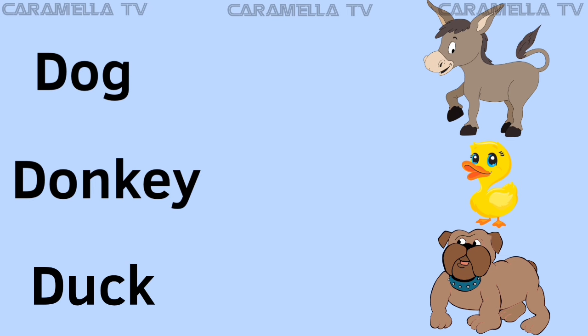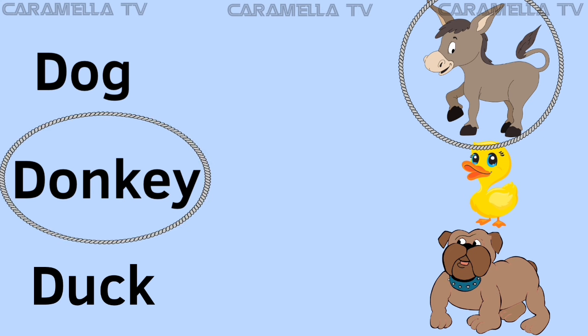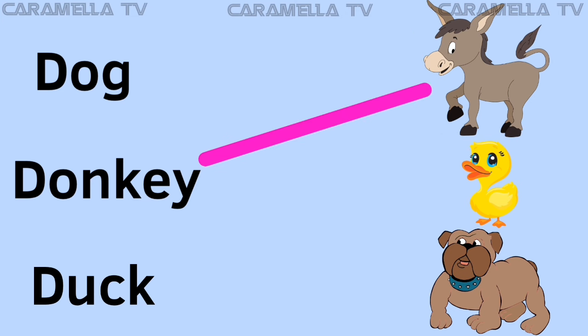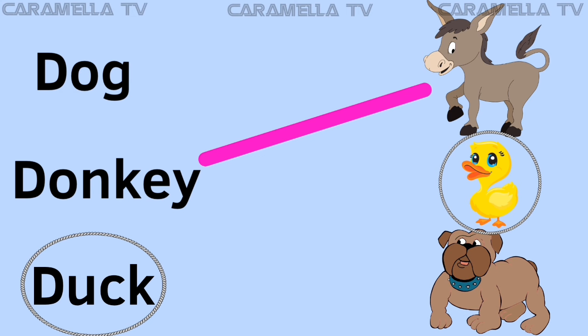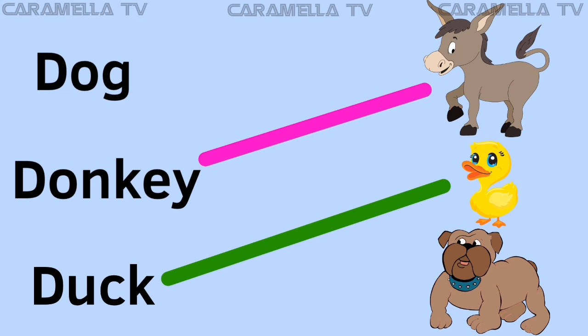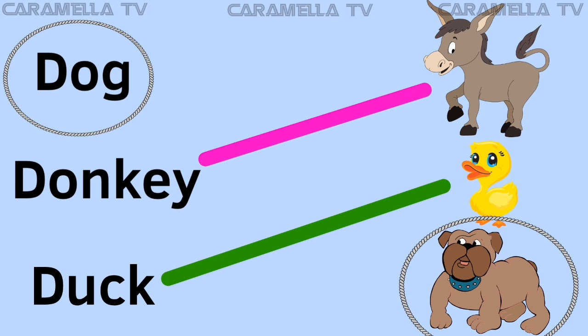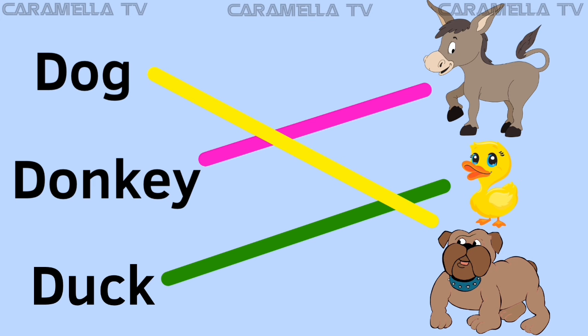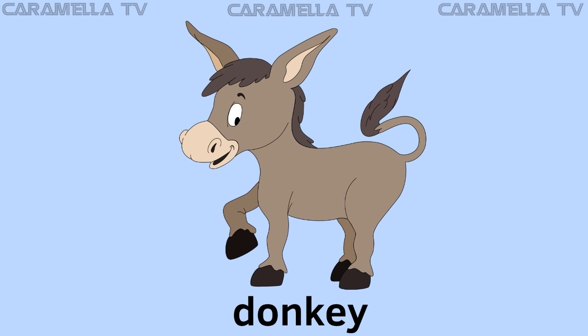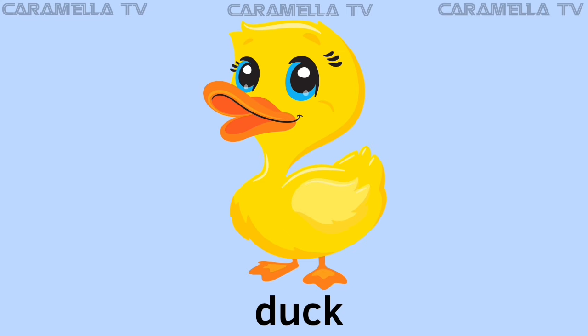Cake. Hi guys, let's connect every picture with its word. First picture we have is a picture of a donkey. Can you guys guess where is the word donkey? That's right. Let's connect them. Second picture we have is a picture of a duck. Can you guys guess where the word duck? That's right. Let's connect them. Last picture we have is a picture of a dog. Can you guys guess where the word dog? That's right. Let's connect them. We have three words. Dog, donkey, duck. Donkey. Duck. Dog.